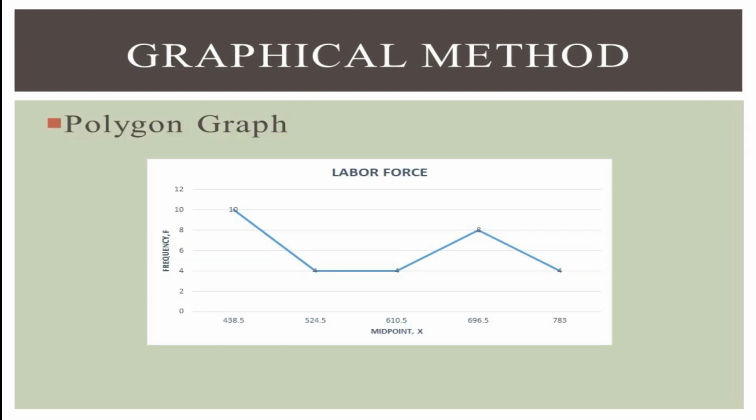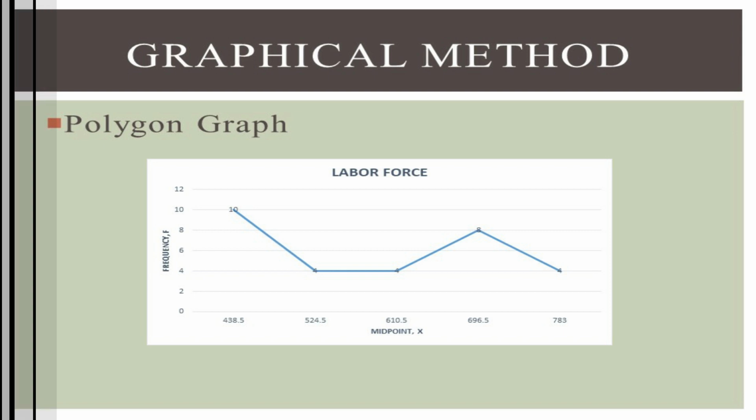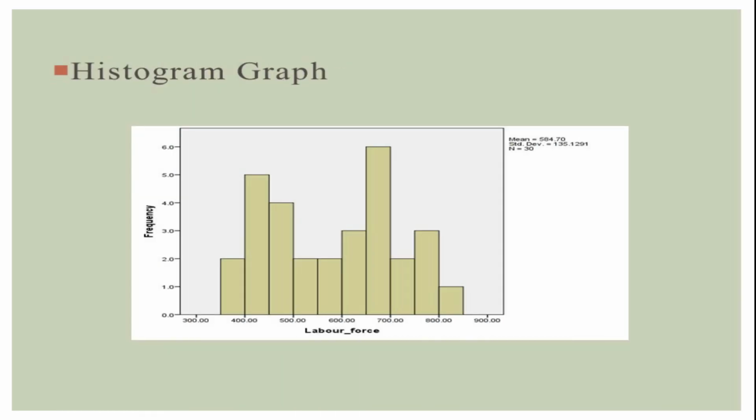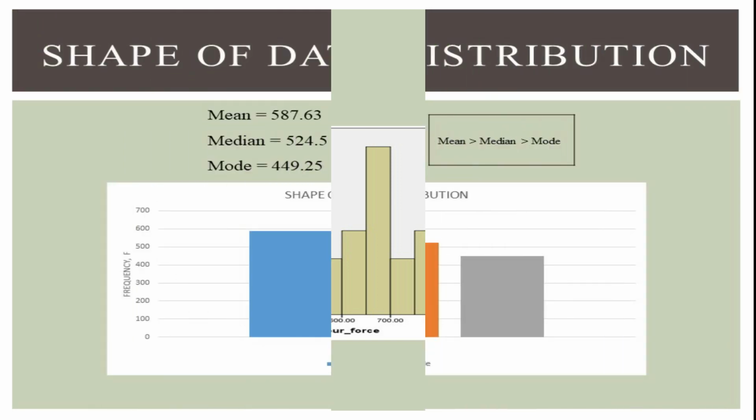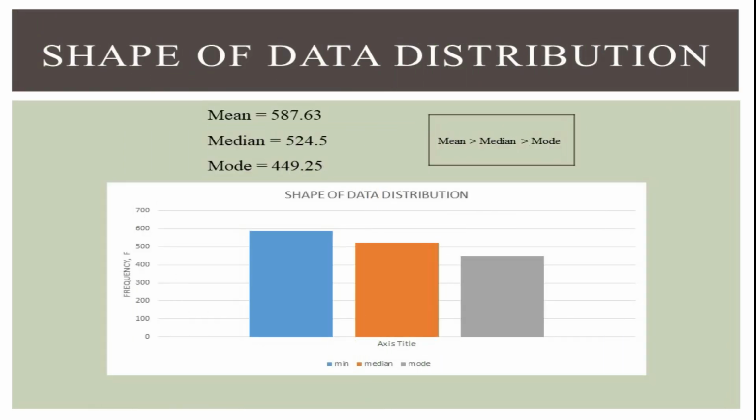Graphical method. We use a polygon graph and histogram graph for the labor force data. Shape of data distribution: it is skewed to the right.